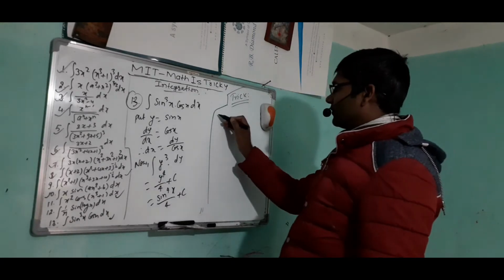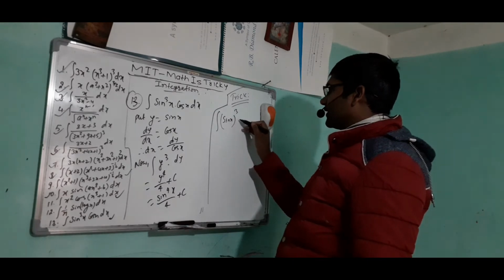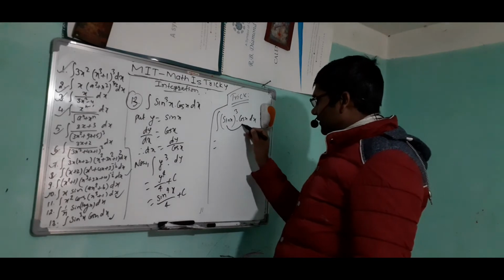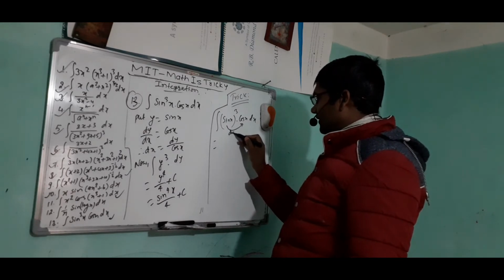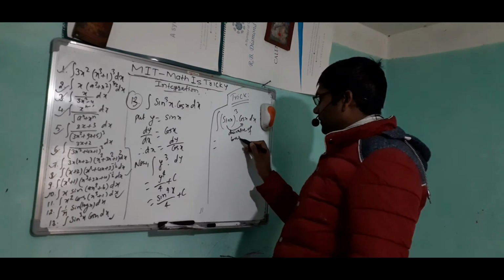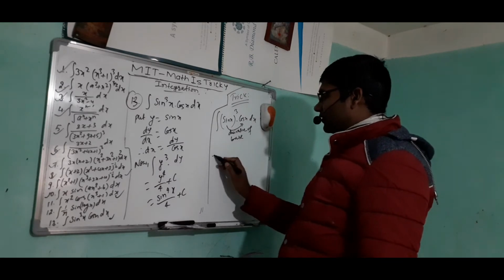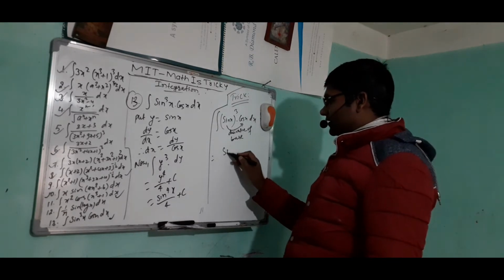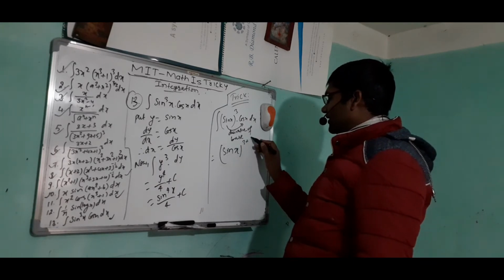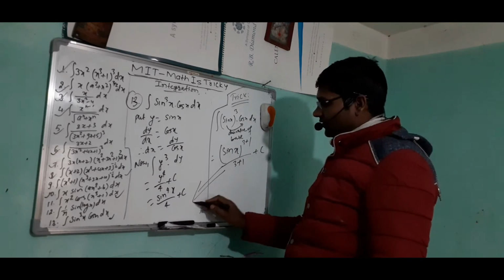Now by the trick method, in one line you'll be getting the answer. See here: integration of (sin x)³ cos x dx. Now check the derivative of this base. It is here cos x, so you can use the direct power rule. So by power rule it will be here sin x power 3 plus 1 by 3 plus 1 plus c, which is the same as your answer.